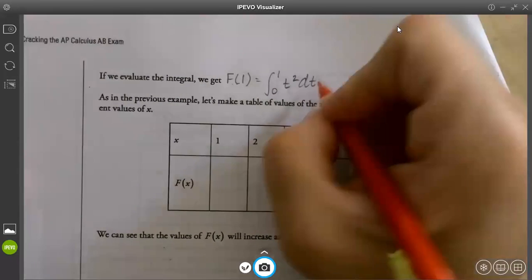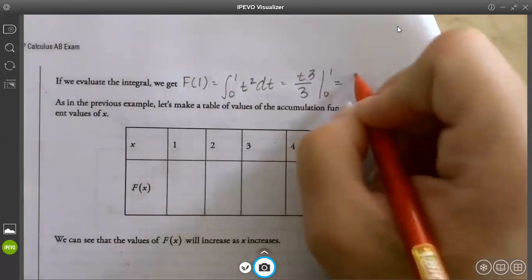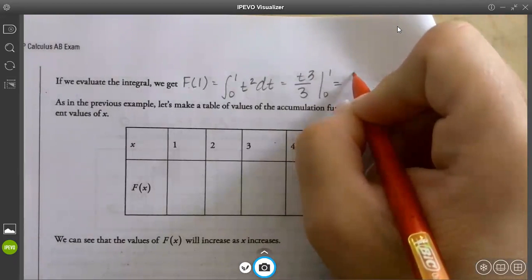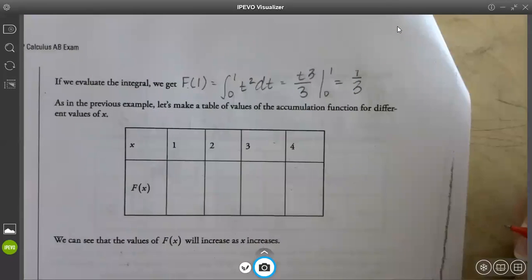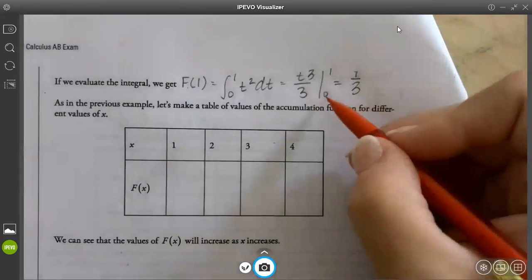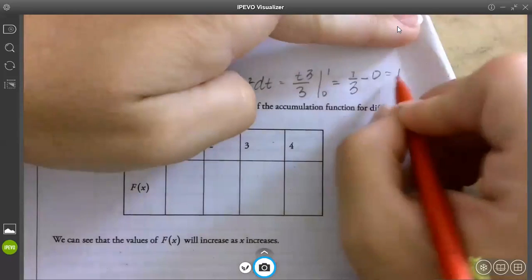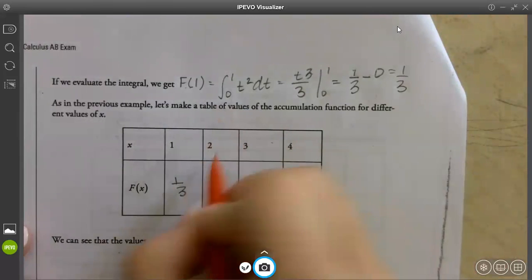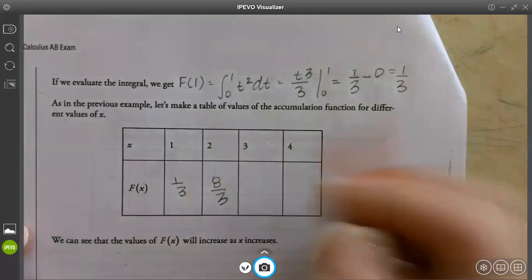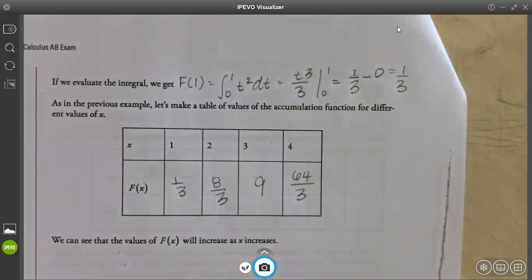Integrate it, we get, we're doing that from 0 to 1. Plug in 1, what do we get? 1 cubed divided by 3 is just 1/3. You could do 0.3, it doesn't matter. Plug in 0, 0 cubed over 3 is 0, which gives us 1/3. If you do that for 2, you're going to get 8/3. If you do it for 3, you're going to get 9. And if you do it for 4, you're going to get 64 over 3.